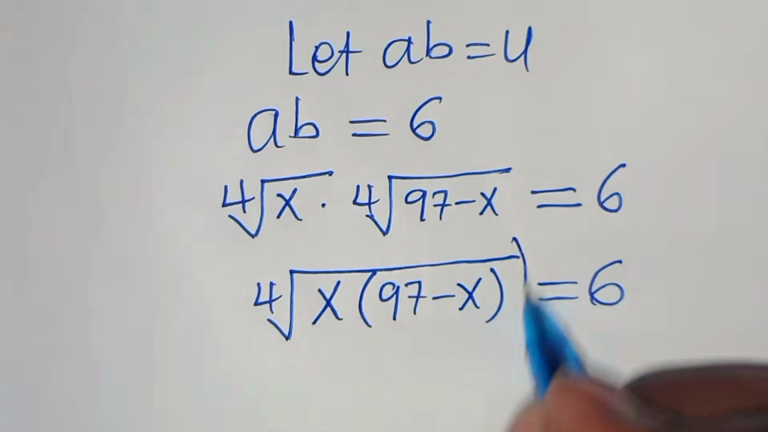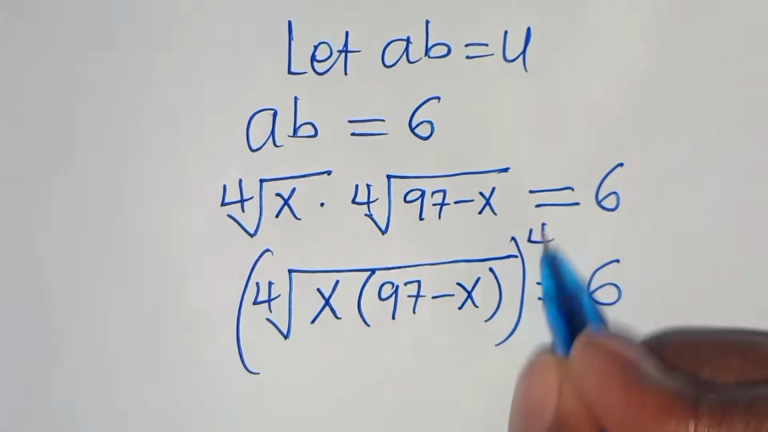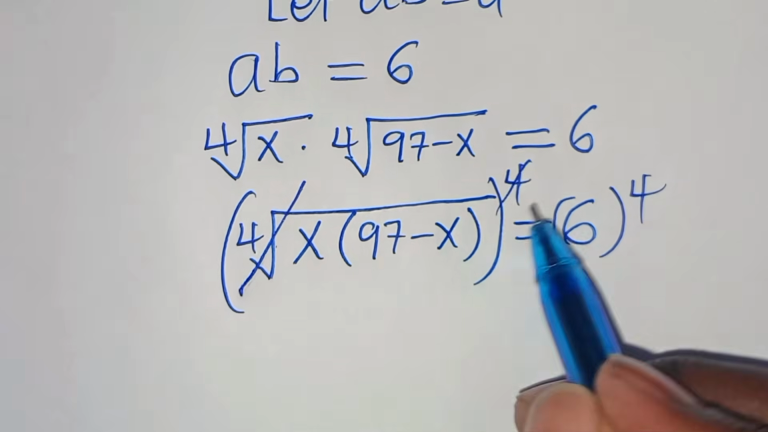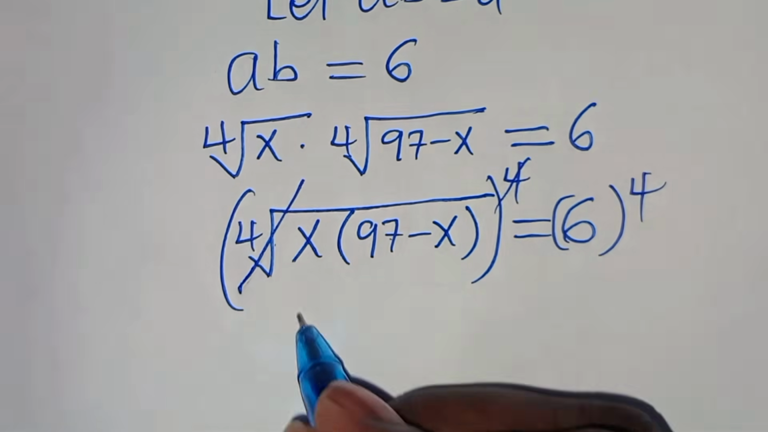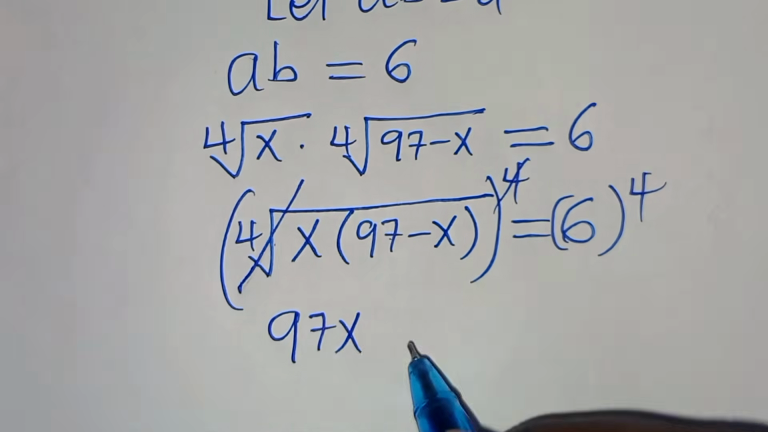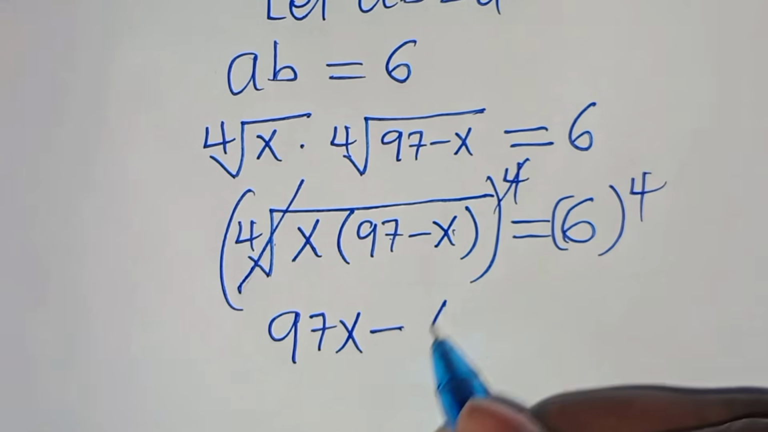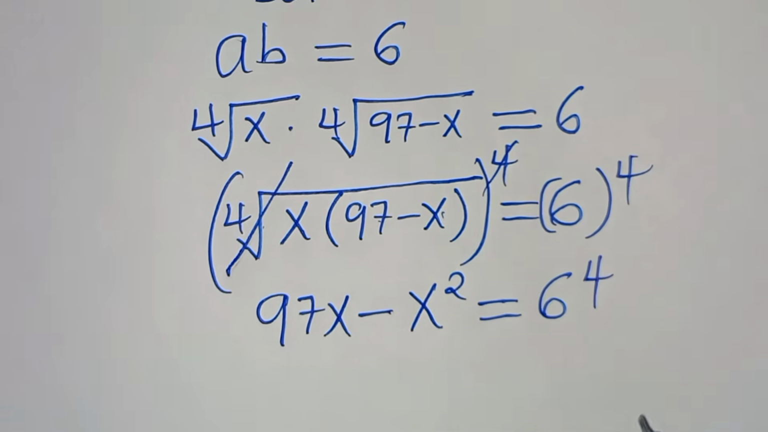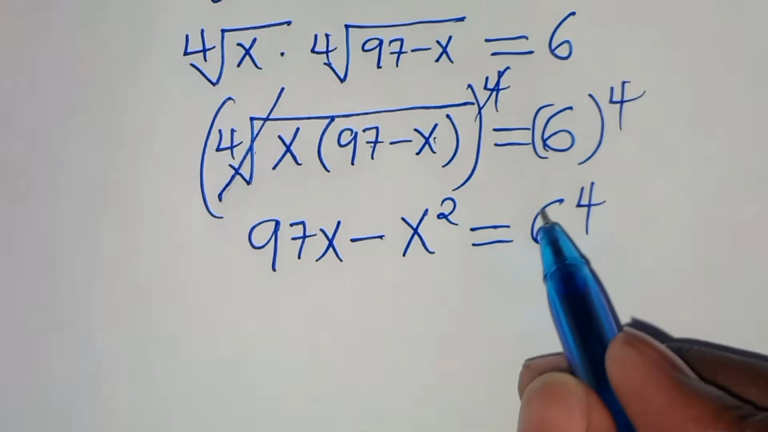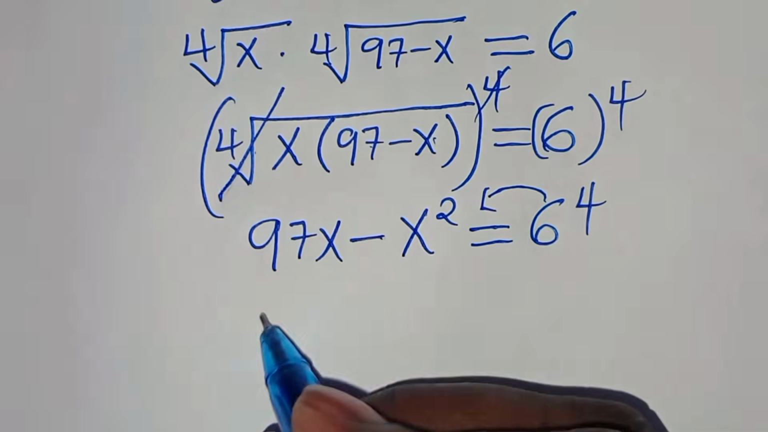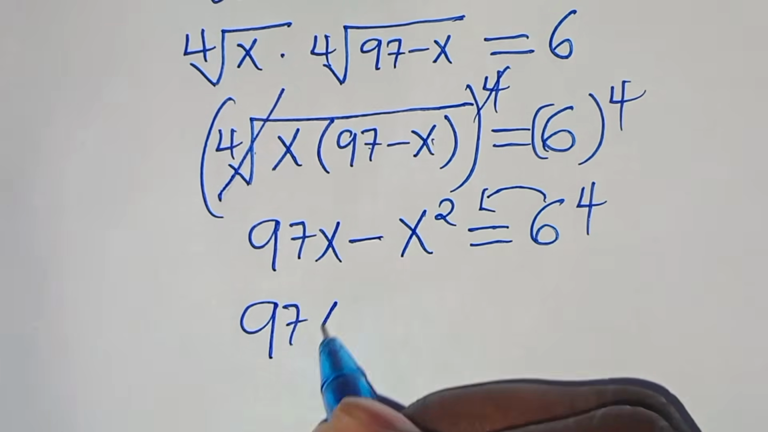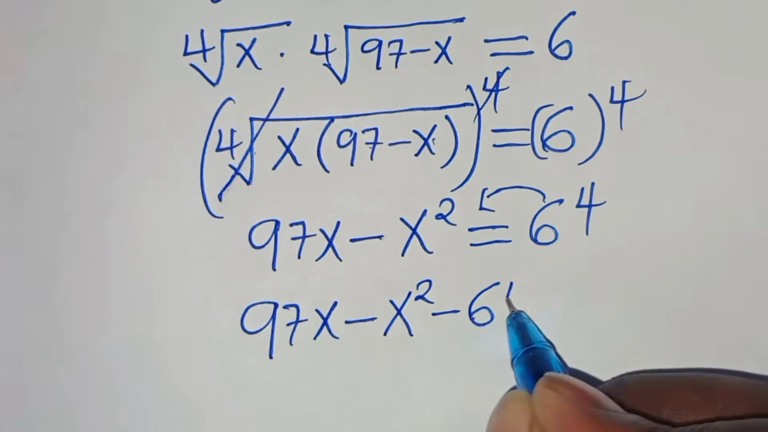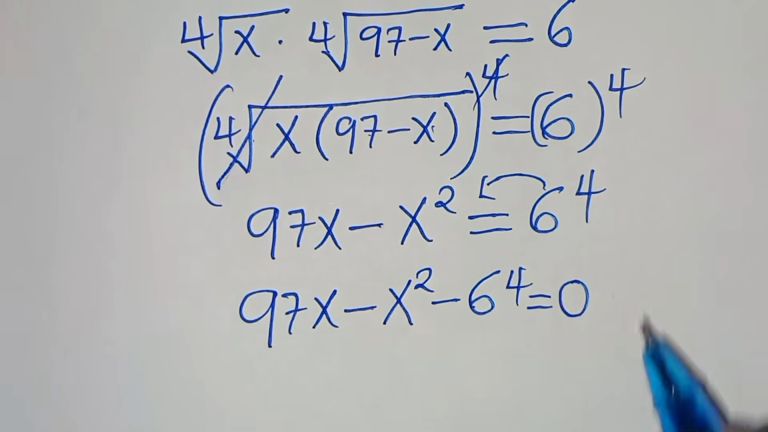Now, to eliminate this fourth root, let's raise to the power of 4 on both sides, so that we eliminate the fourth root. This is x times 97, which is 97x, minus x times x, which is x to the power of 2. This is equal to 6 raised to the power of 4. Now, let's take 6 to the power of 4 to the left-hand side. So this is 97x minus x to the power of 2 minus 6 to the power of 4, equal to 0.